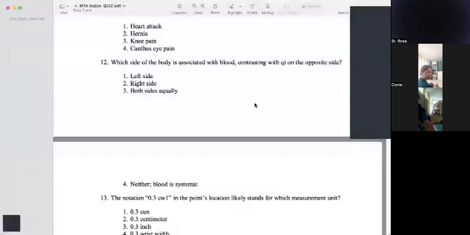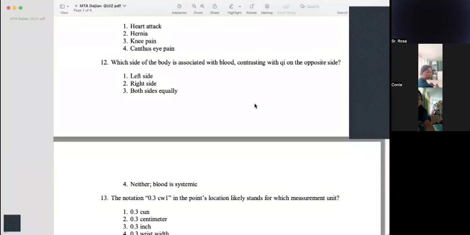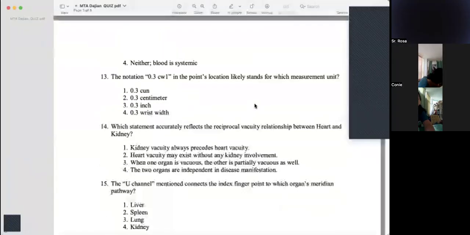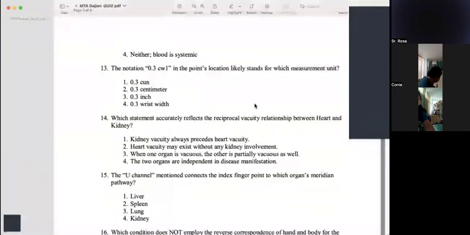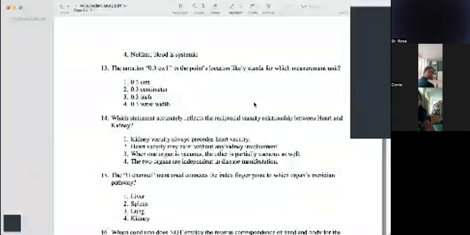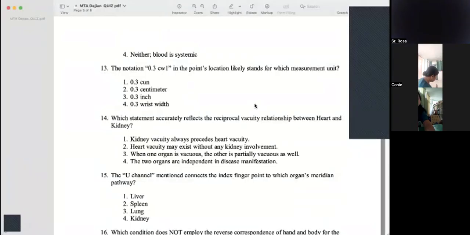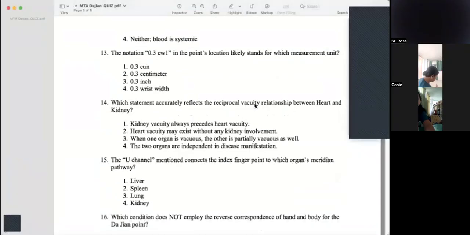Which side of the body is associated with blood, contrasting with chi on the opposite side? Left is chi, so right. Right side. Okay. The notation 0.3 in the point's location likely stands for which measurement unit? Soon. 0.3 soon.